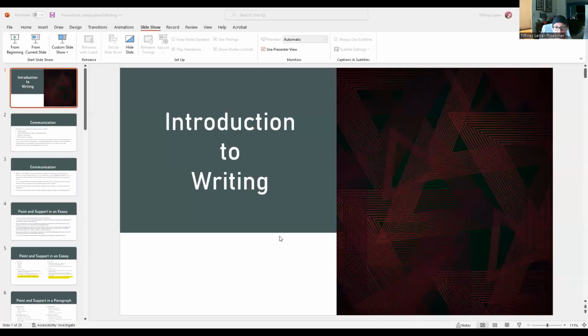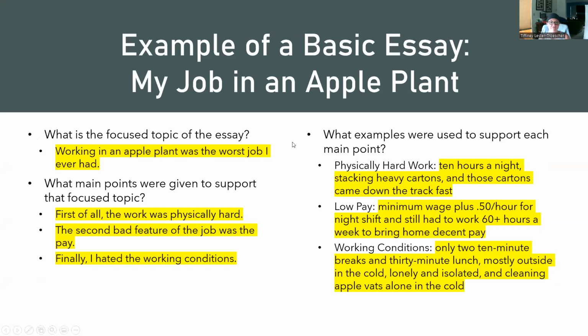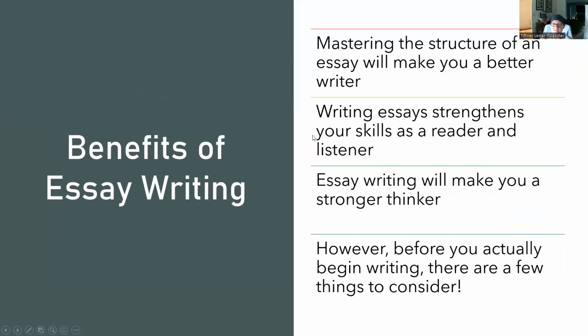Just like this one. Let's go back to the PowerPoint here. All right, so what was the focus topic of the essay? Working in an apple plant was the worst job I ever had. What are the main points that were given to support that? The work was physically hard, pay was bad, working conditions were awful. And then we even talked about what specific examples were used to support each of those main points, right? So this was his focus topic. He supported that focus topic with these three main points, and each of these main points was supported with these specific examples, right?